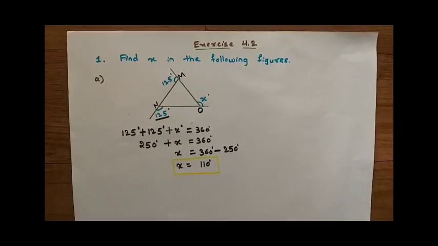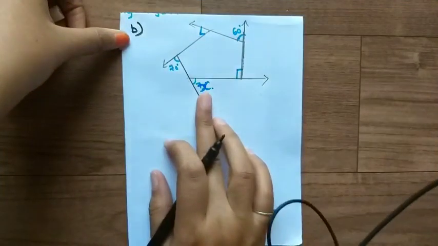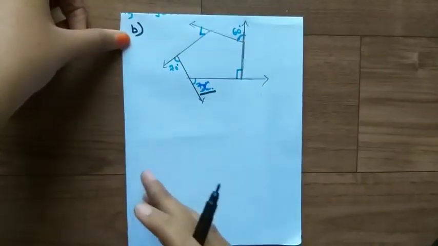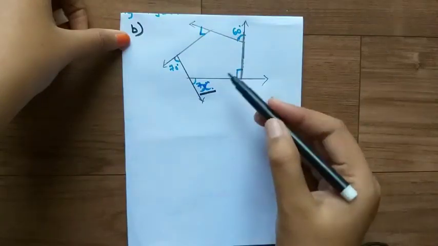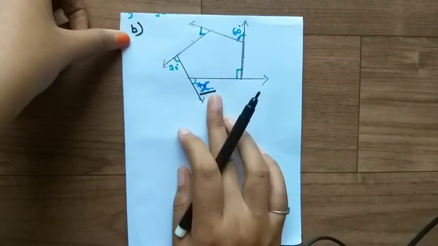So let's discuss the second question. This is the question of the b part. Just observe this figure. Here we have to find the x value. So this figure is in the form of a pentagon because it has 5 sides. Just count 1, 2, 3, 4, 5. So total 5 sides are there. Then this figure is said to be a pentagon.